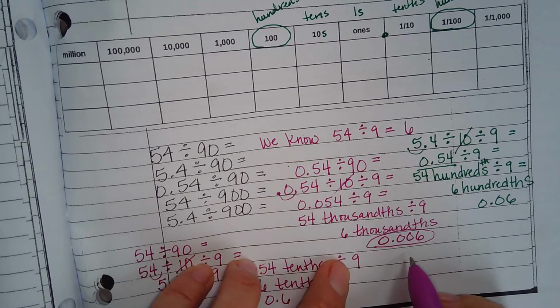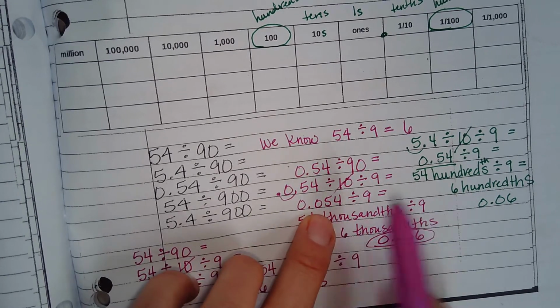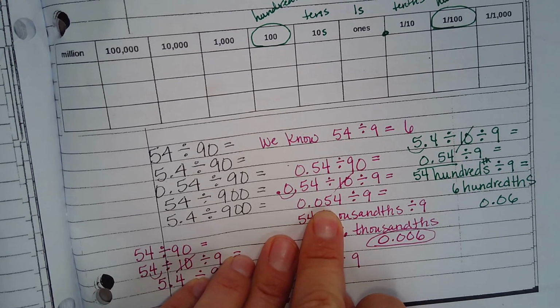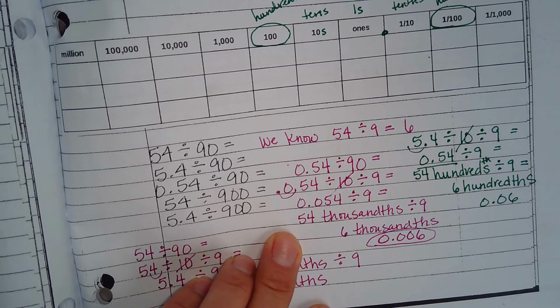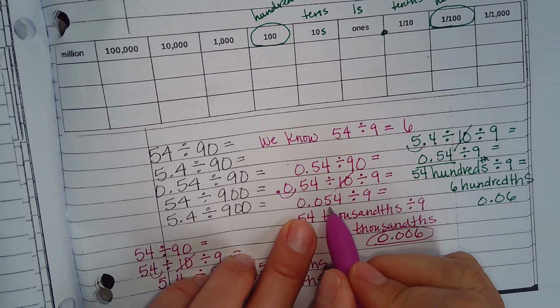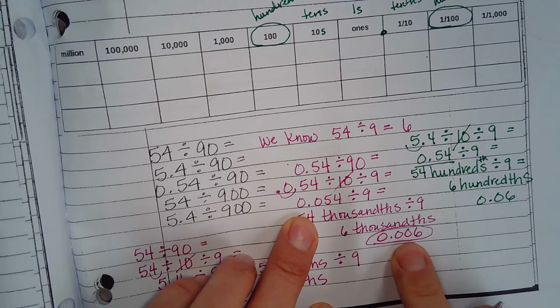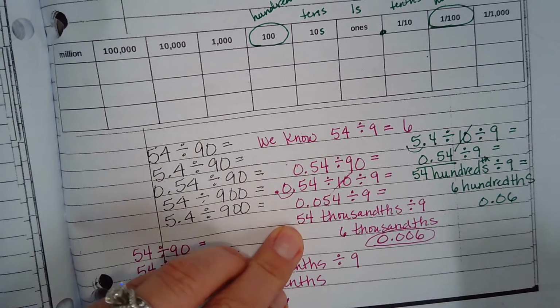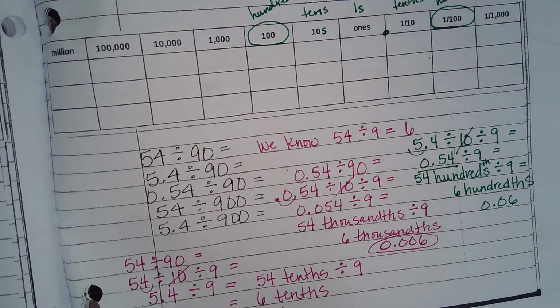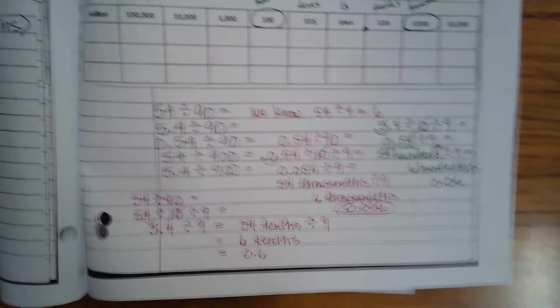Okay. Now, question, how many numbers were behind the decimal right here? Show me with your fingers. 3 fingers. Excellent. So, how many numbers are going to be behind the decimal in our answer? 3. Excellent. Okay. We're going to catch on any minute here.